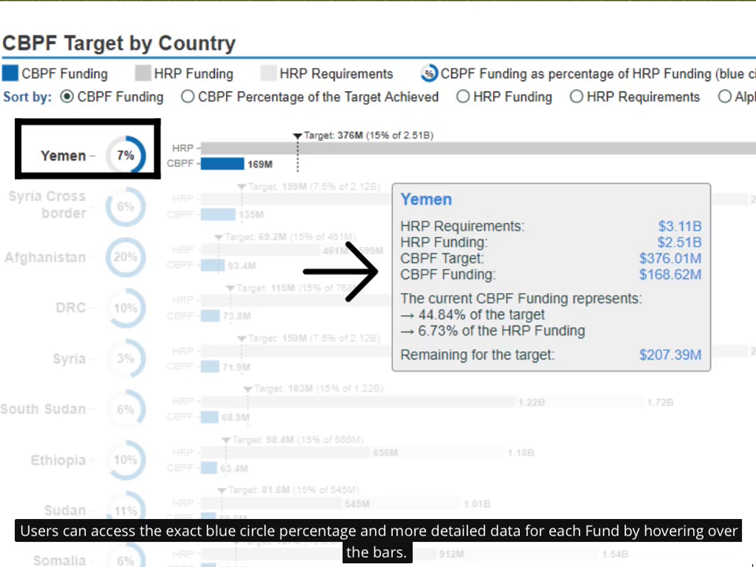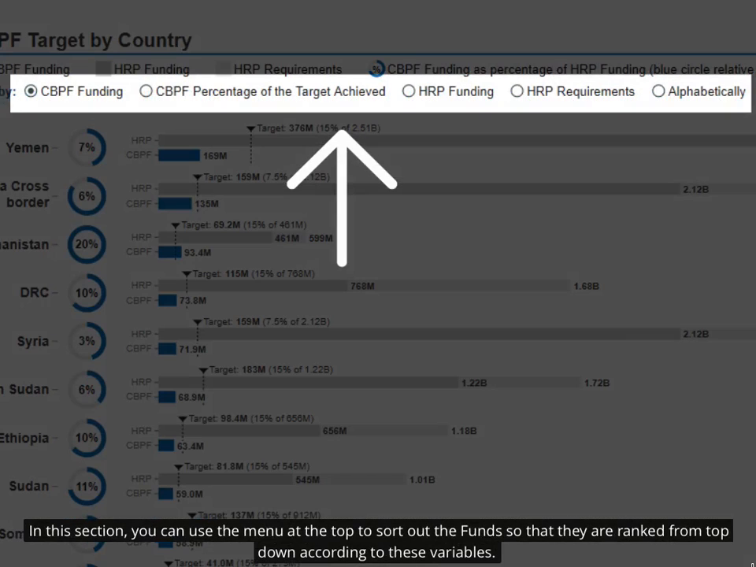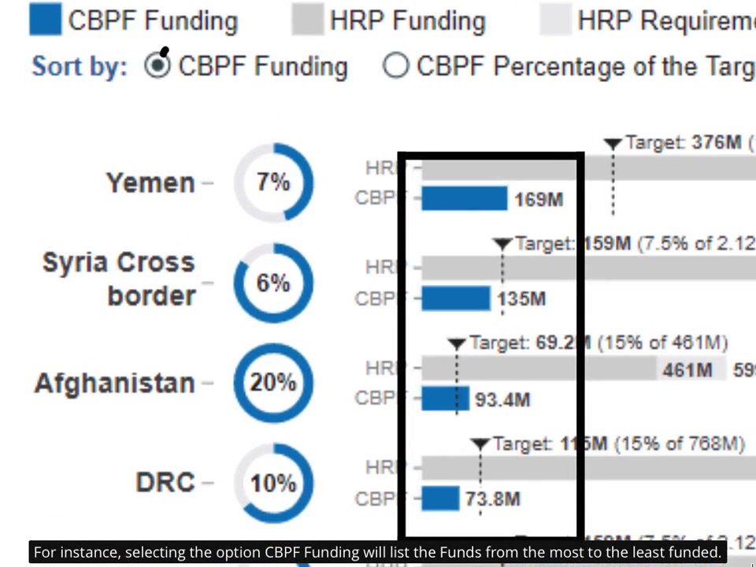Users can access the exact blue circle percentage and more detailed data for each fund by hovering over the bars. In this section, you can use the menu at the top to sort out the funds so that they are ranked from top down according to these variables. For instance, selecting the option CBPF funding will list the funds from the most to the least funded.